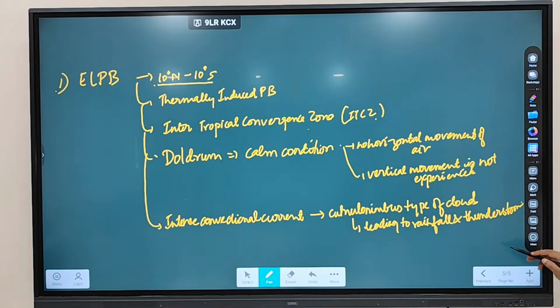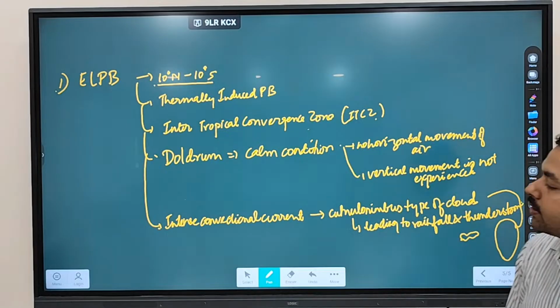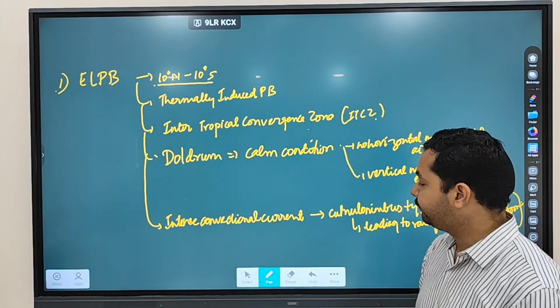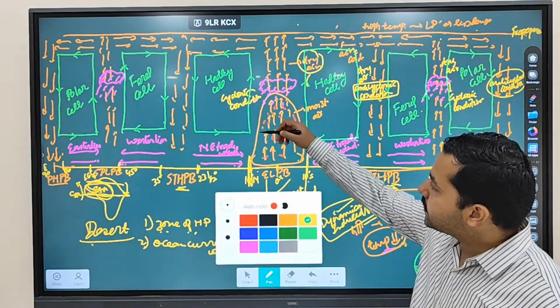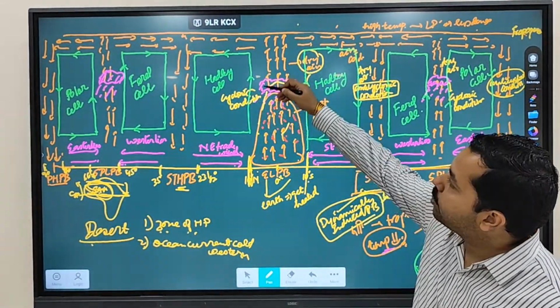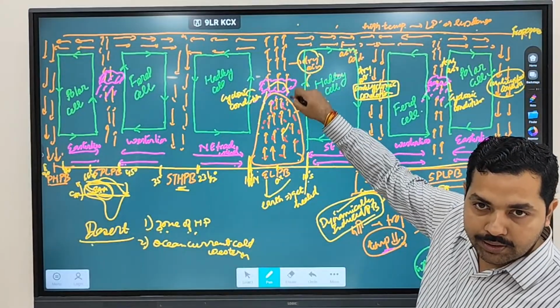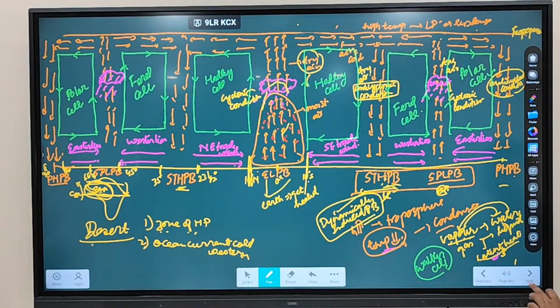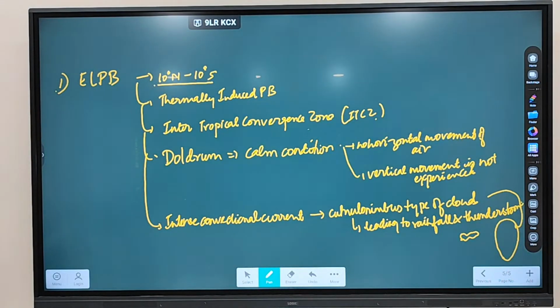Okay, what is a cumulonimbus type of cloud? We'll take it up later, but right now remember that these clouds have a very big height. These clouds are not like this; they have a very big height. For example, here you see air is rising like this. When air is rising like this, clouds are formed in a vertical manner, and such clouds are referred to as cumulonimbus clouds. When these clouds are formed, you will see intense rainfall and thunderstorm.